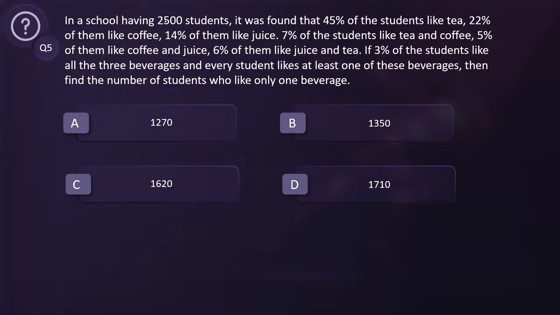So I'll help you with this. Don't take 2500, take 100. 100 पे solve कर लो, बाद में comparison कर ले. Don't end up doing 45% of 2500, 22%. Don't do that. 100 ले लो ताकि values become easier. Right?